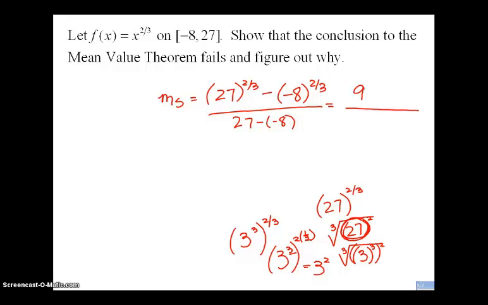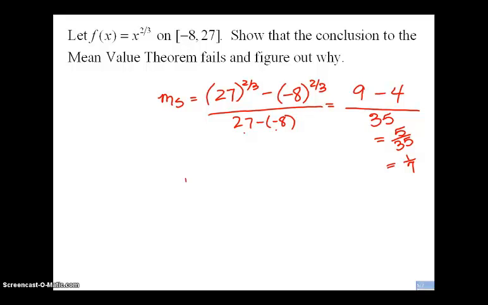We could do the same thing with 8, because it can be written as negative 2 cubed. So the cubed and the 1/3 are going to cancel each other, and we're going to come out with negative 2 squared, which is a 4. And 27 plus 8, I believe, is 35. So this is 5/35. I think that's 1/7. I think I'm right about that. So the slope of the secant line through the endpoints is 1/7.